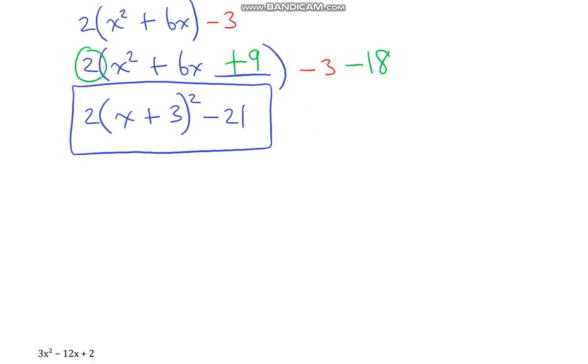Okay, got a couple more examples to do. So this time my coefficient is 3, so I'm going to have to factor out a 3 from my expression this time. So if I factor out a 3, I'm going to be left with x squared and then minus 4x. Okay, so I'm only factoring a 3 out of this part of my expression. So 3 times x squared is 3x squared. 3 times negative 4x is negative 12x. And again, as always, I've got that plus 2 at the back there.